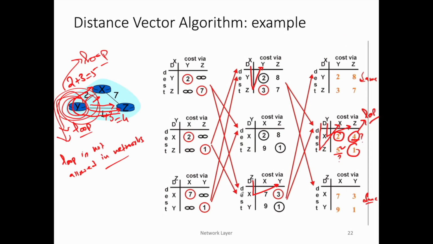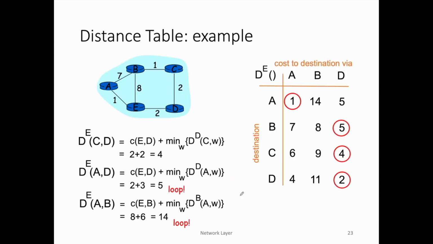Now I would like to discuss this problem of looping and see what its effects are and how we can take care of it, right? So again, look at another scenario, and here there are also loops in this table.